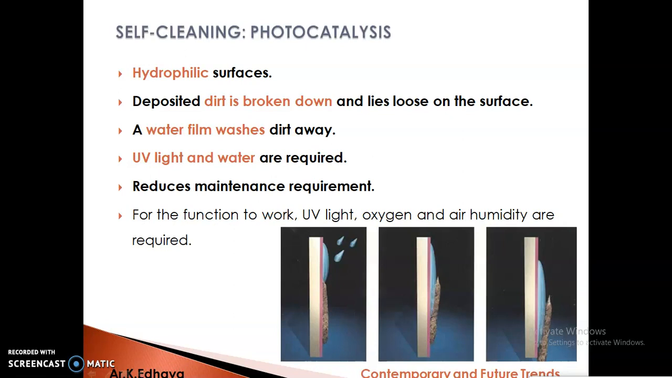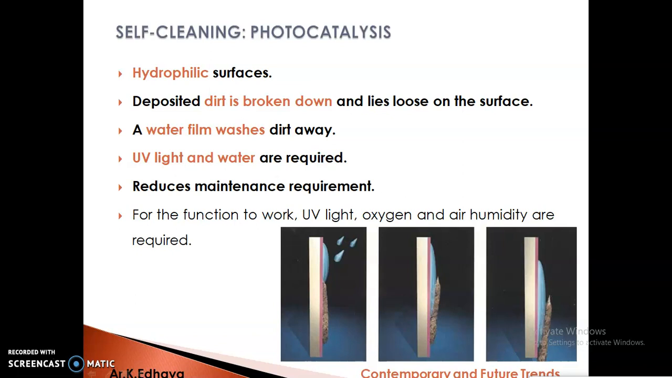Next is self-cleaning photocatalysis. These are hydrophilic surfaces. The basic difference between the previous one and this one is that here the dirt gets broken into very minute loose particles using UV rays, which can be acquired from sunlight. Then a film of water washes off all the dirt. Previously we saw droplets of water. Here the water forms a film, a thin sheet, and it takes up all the loose broken-down dirt particles stored on the surfaces.